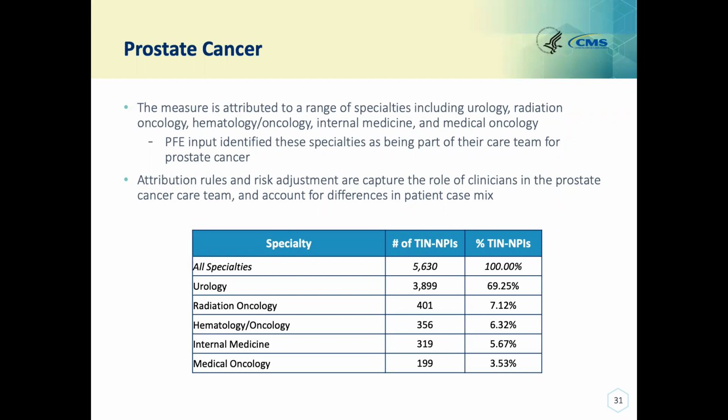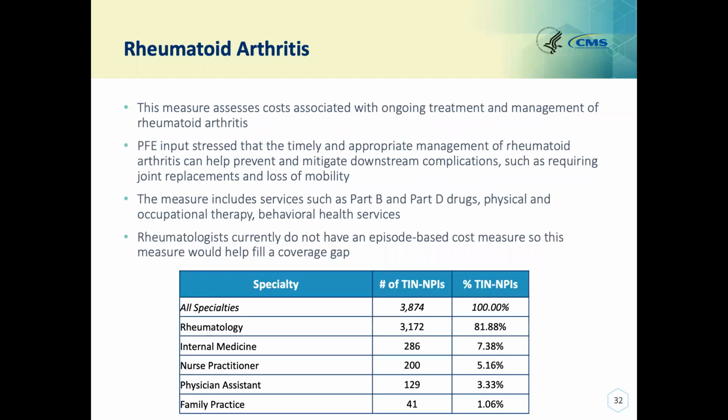Next slide, please. Finally, we have the rheumatoid arthritis measure. This is a measure that also helps to fill in gaps because there currently aren't any episode-based cost measures in MIPS for rheumatologists. As shown in this table, rheumatologists make up the majority of attributed clinicians for this measure, alongside smaller numbers from other specialties, reflecting the role of primary care clinicians in managing rheumatoid arthritis.